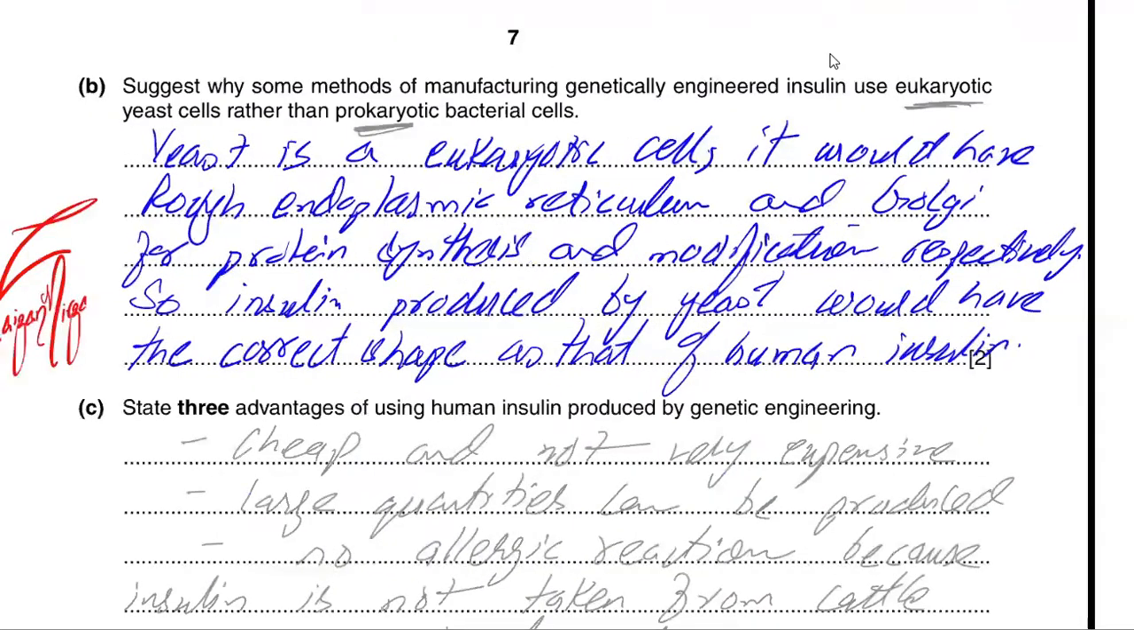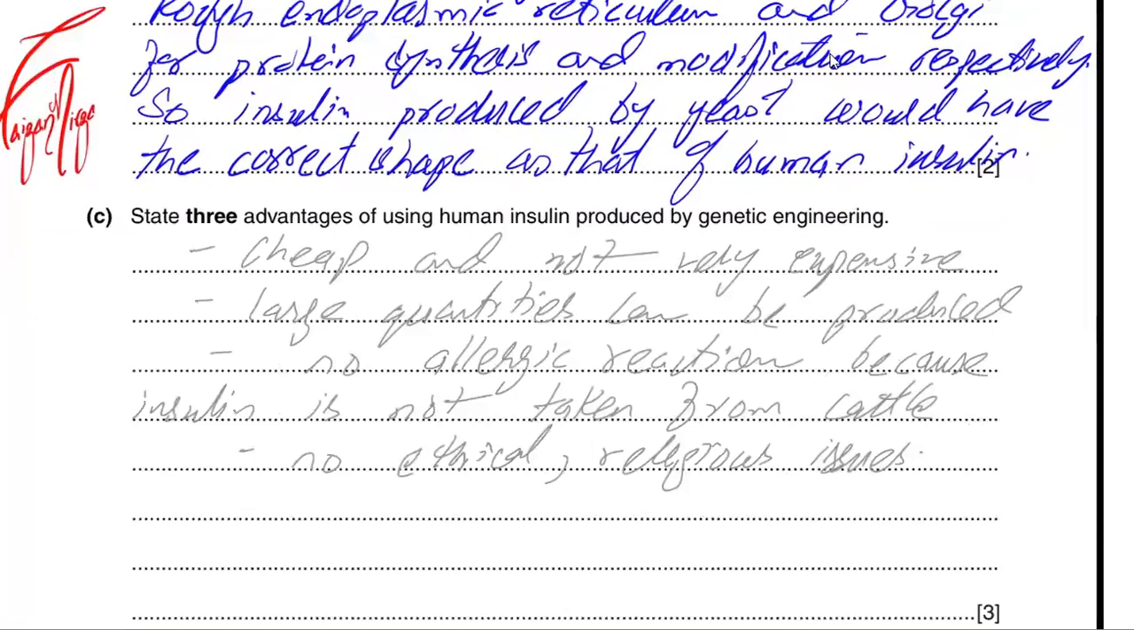The next question asks you to suggest why some methods of manufacturing genetically engineered insulin use eukaryotic cells rather than prokaryotic bacterial cells. So you are asked to compare a eukaryote against a prokaryote. Yeast is an example of eukaryotic cells, so it would have the rough ER and the Golgi for protein synthesis as well as modification, respectively. So insulin produced using yeast would be of appropriate three-dimensional shape, similar to human insulin, because human cells are also eukaryotic cells. Whereas if the insulin was produced from a bacterial cell, it would not be modified the way we expect it to be modified in a eukaryotic cell.